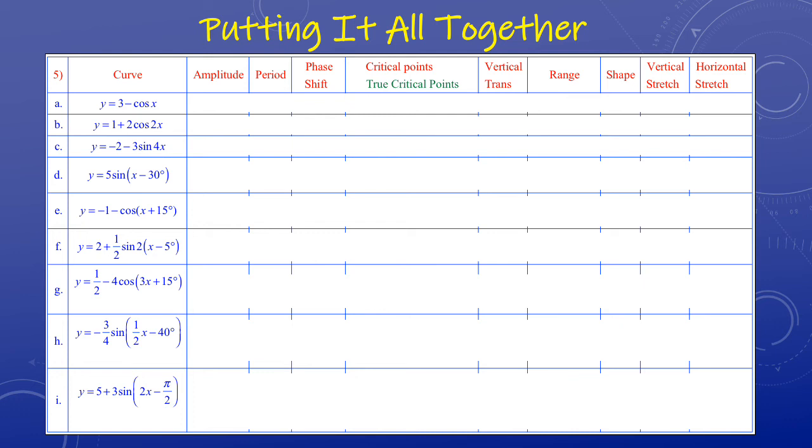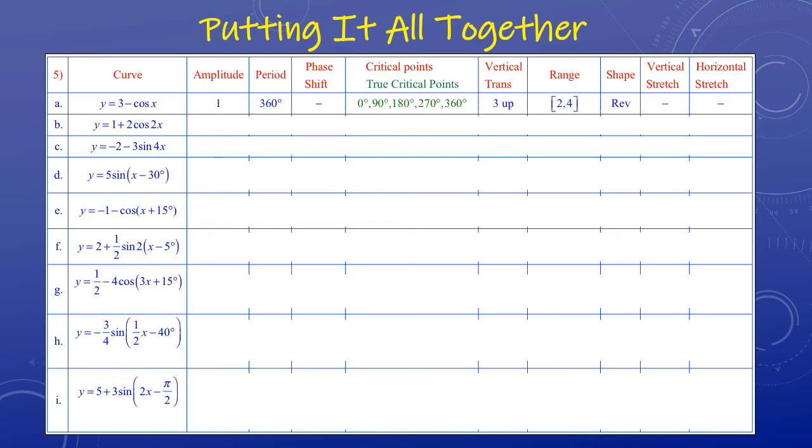The way you do this verification is to input the function and then graph it. Your x-min and x-max should be the smallest and largest of the true critical points. Your y-min and y-max should be the smallest and largest values of the range. And if your answer is correct, you will see exactly one period of the curve.